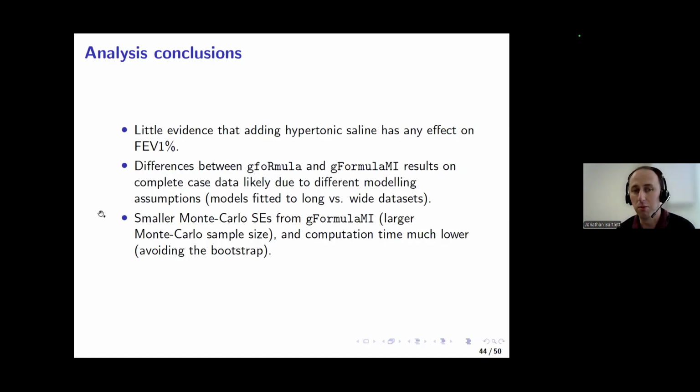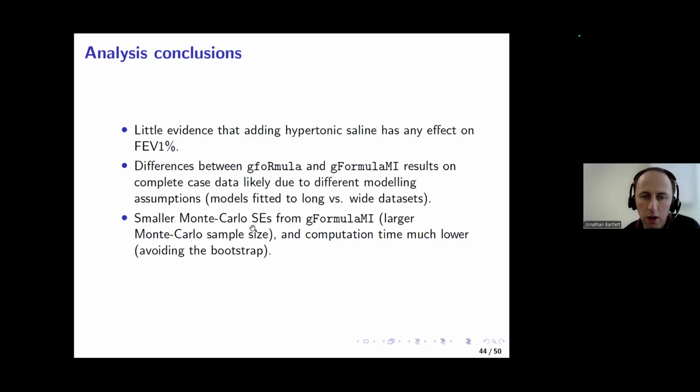So in terms of the substantive question, there was little evidence that adding hypertonic saline had any effect on FEV1. And as I said, the differences in terms of the point estimates are not really to do with the variance estimation approach differing between these two different routes, but rather the different ways that they're specifying the models involved.